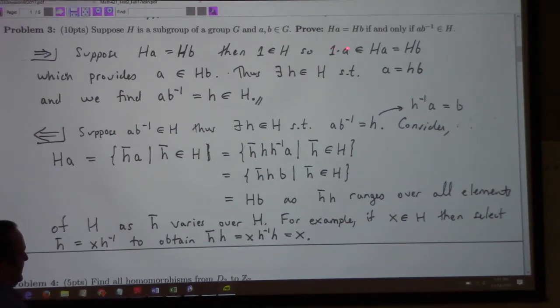So that means that 1 times a is in Ha. In other words, that a is in Hb as well, since they're equal, right? Thus, there exists h in H such that a equals hb, and so we find that ab inverse is equal to h, which is in H.